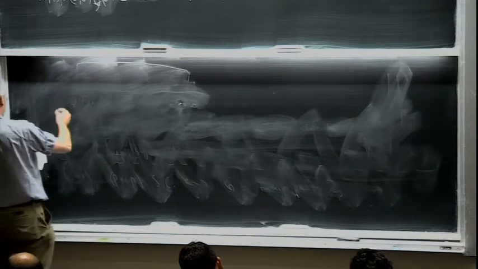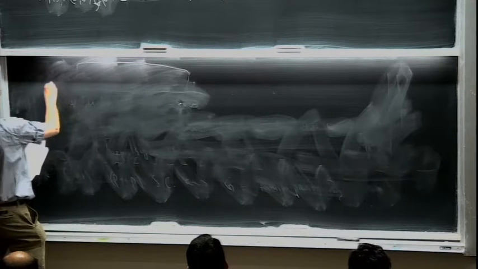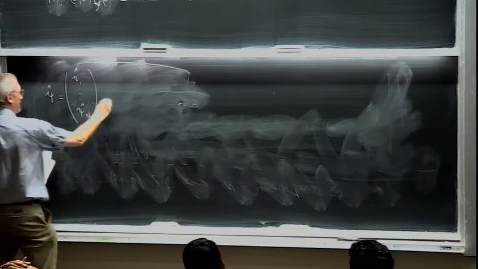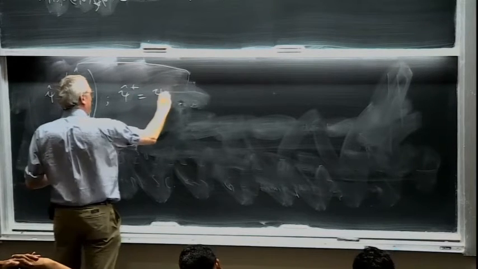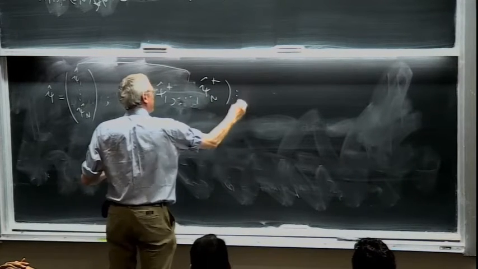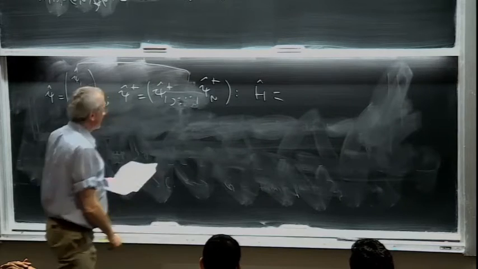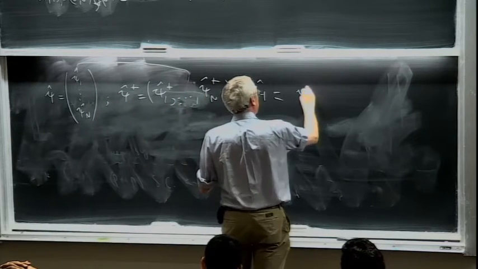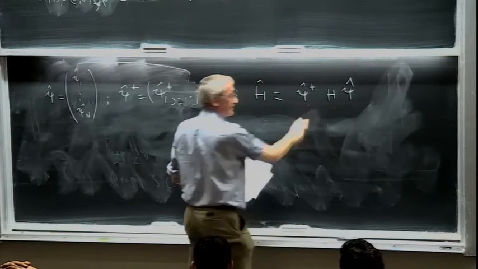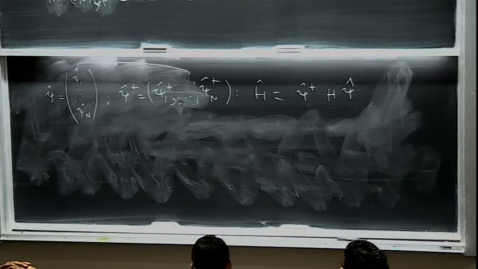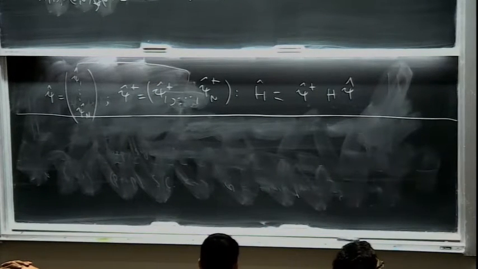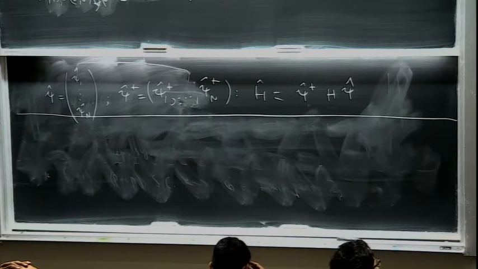So sometimes we like to write it this way: we can write a column vector of operators, and a row vector of operators, and then the second quantized H is psi dagger H psi: row vector, matrix, column vector. So let's talk about the unitarily realized symmetries.